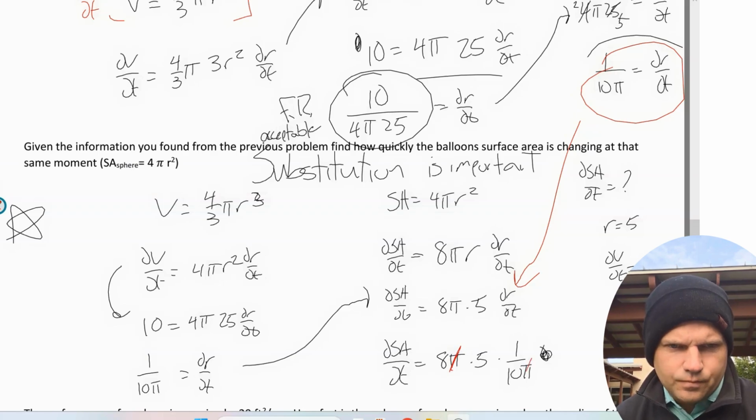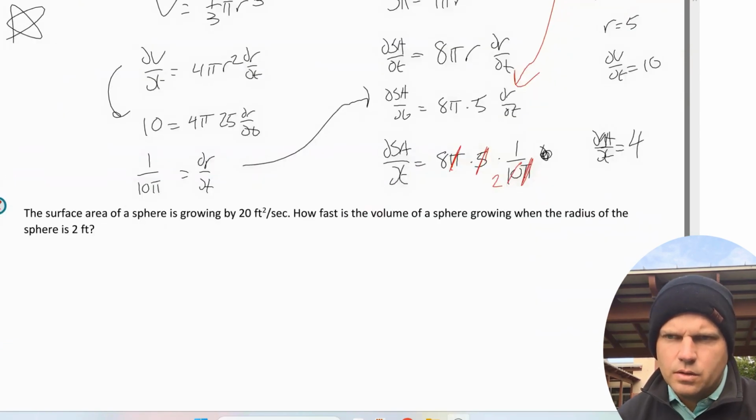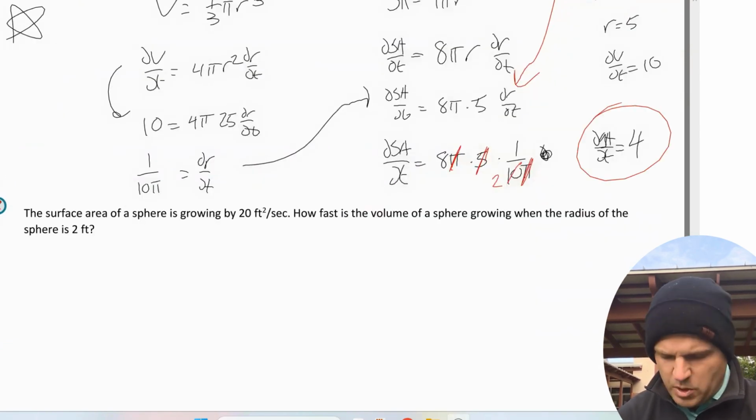Pi's cancel. 5 over 10 becomes 1 over 2. 8 divided by 2 is 4. So this would be 4 squared units, squared centimeters per whatever.